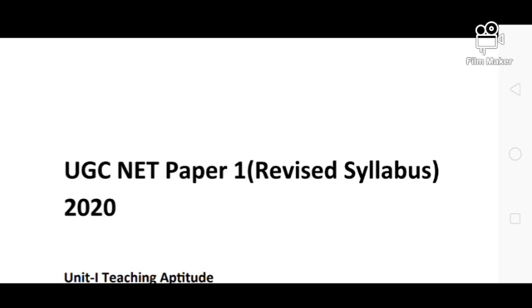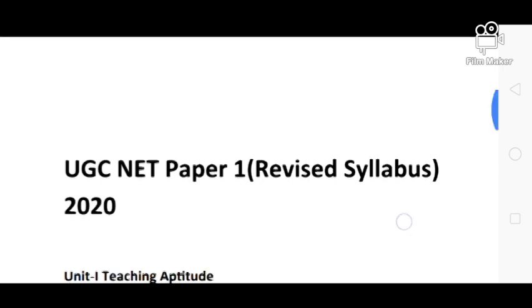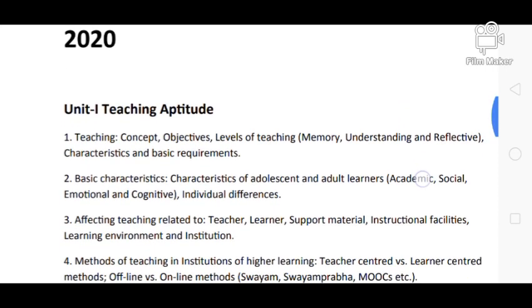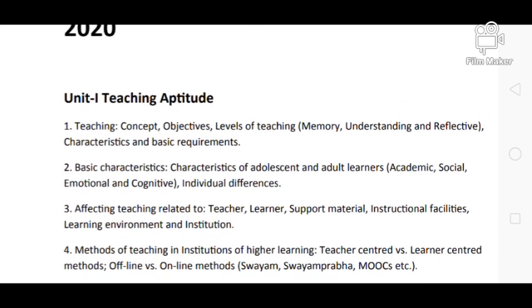Today we are going to check the revised syllabus of UGC NET Paper 1 2020. First of all, let us see Unit 1. Unit 1 is teaching aptitude.